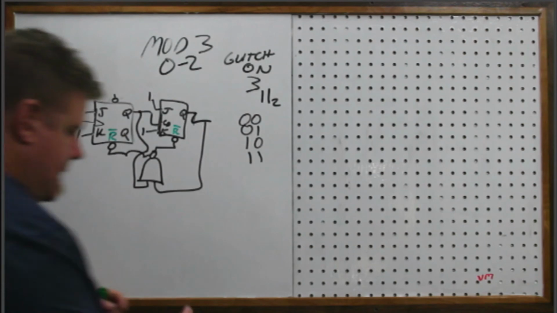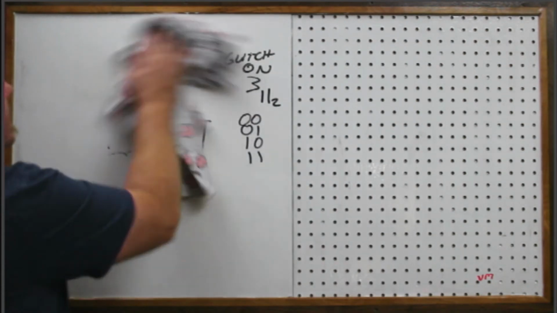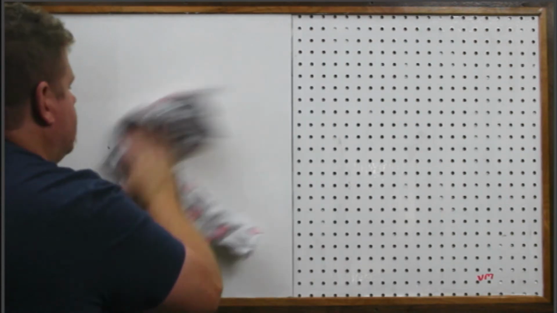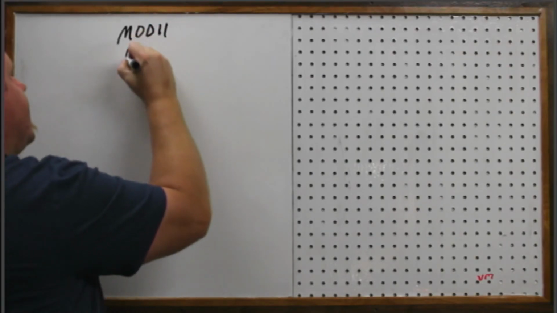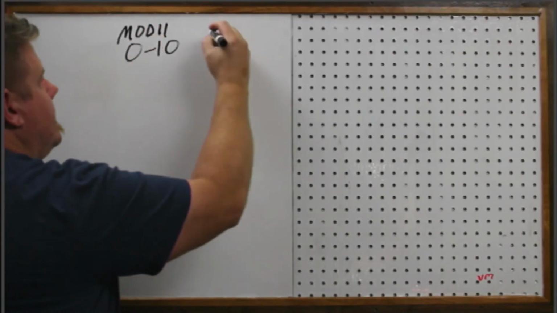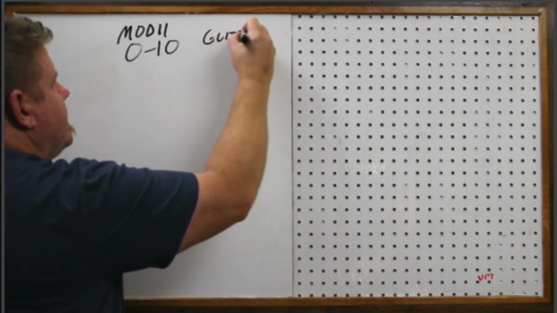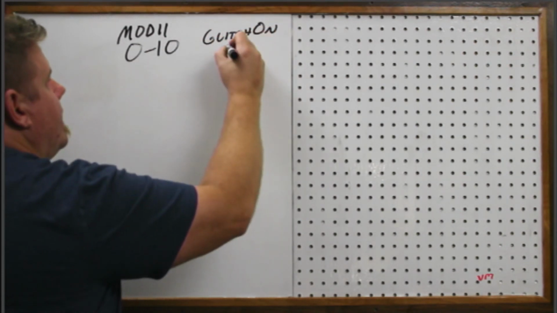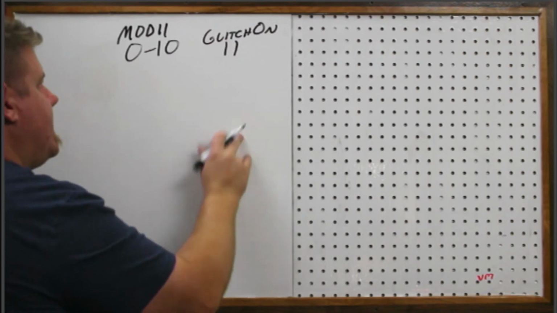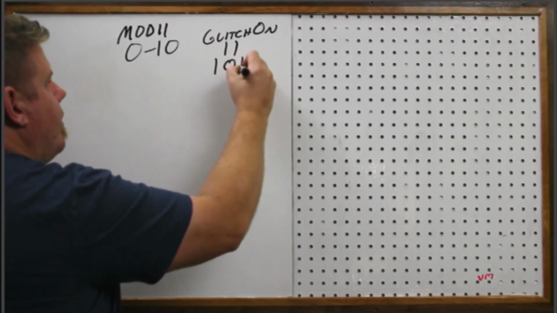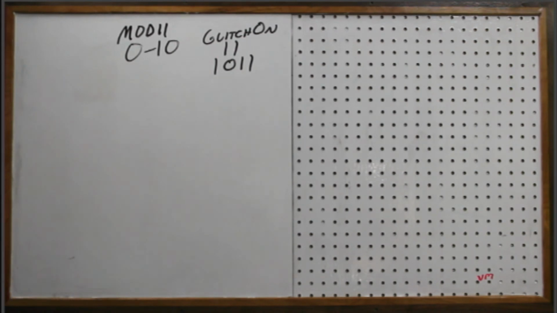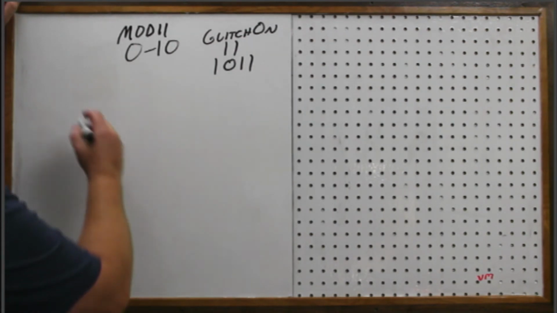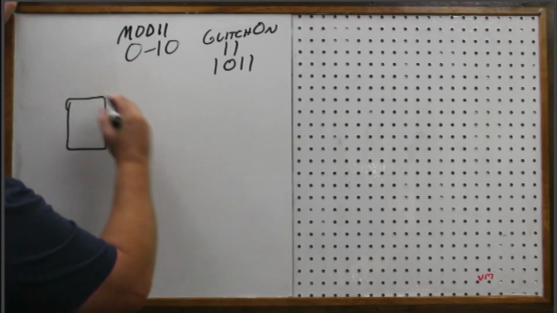All right, let's try a different one. Let's try one with more counts. Mod 11. Okay, so that's going to count from 0 to 10, and that's going to glitch on 11. Okay, 11 in binary is 1, 0, 1, 1, because 1, 0, 1, 0 is 10. Glitch on 11. Okay, so that's going to require 4 flip-flops.